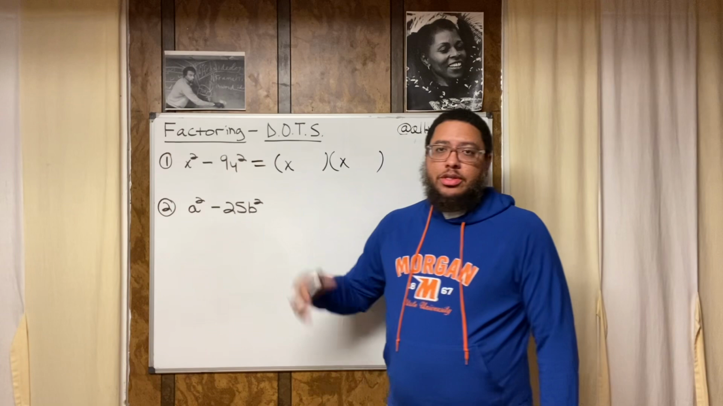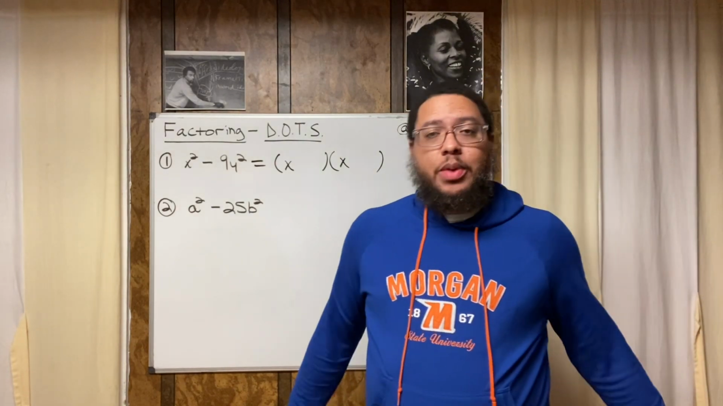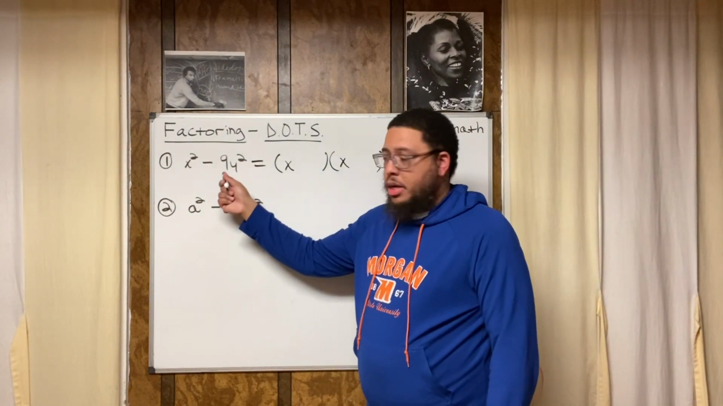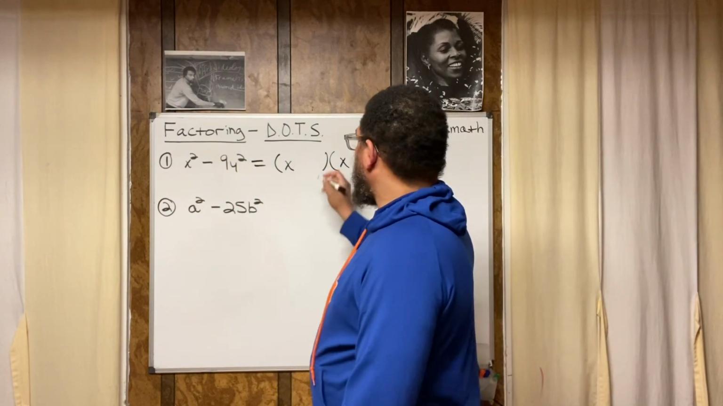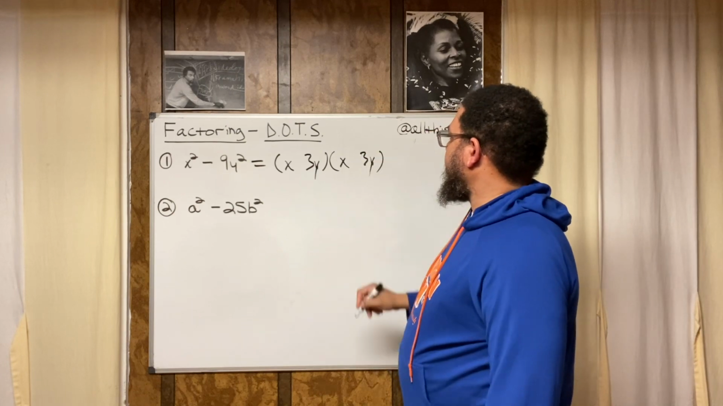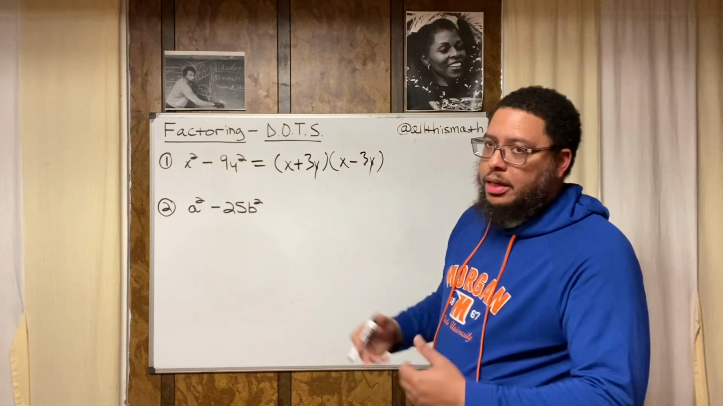Then you go to the second term. You take the square root of that, 9y squared. The square root of 9y squared is 3y, because the square root of 9 is 3, and the square root of y squared is y. So that's 3y. So you're going to put 3y right there and 3y right here. You make one plus and one minus, and you are done.